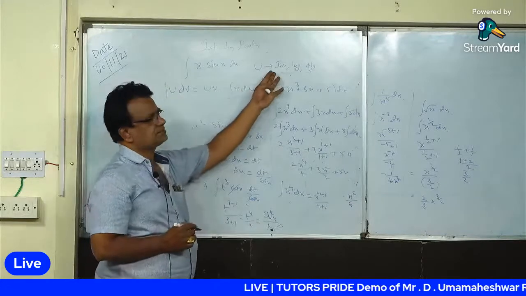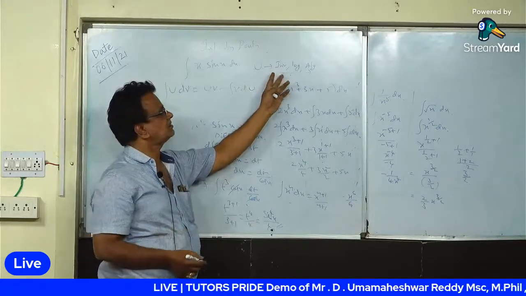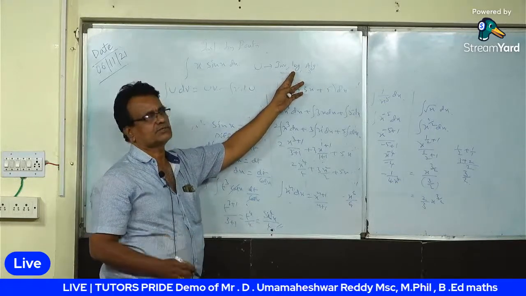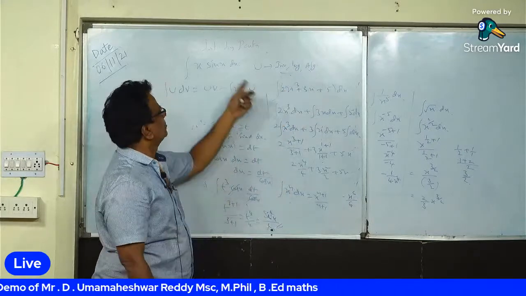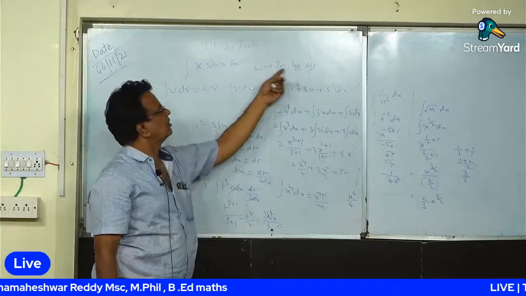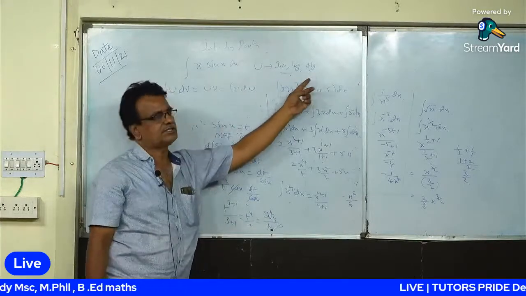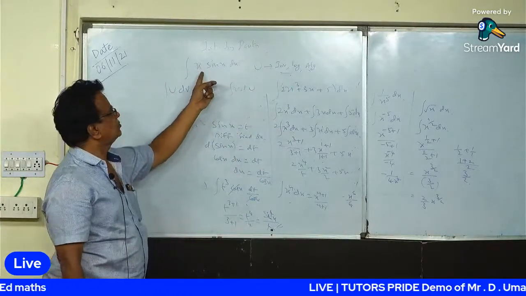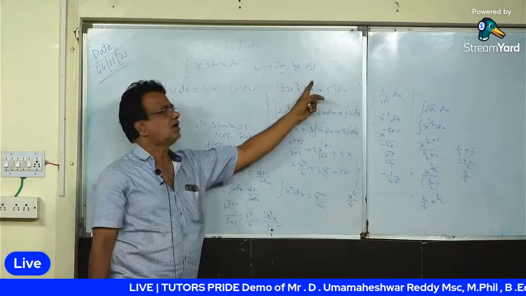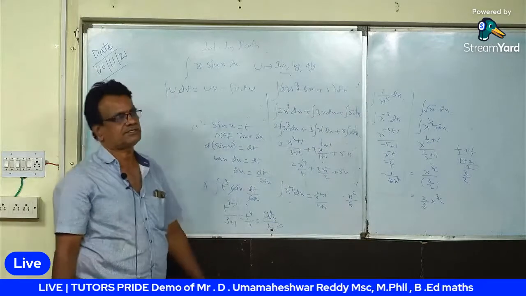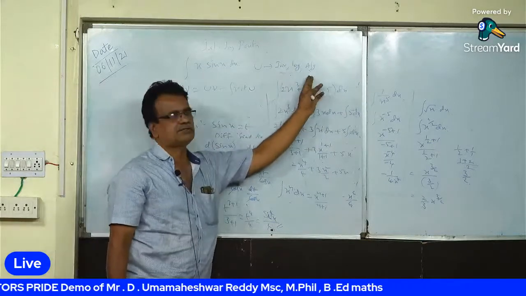Inverse means sin inverse, cos inverse, tan inverse, etc. Log means log x whole square, like that. Algebraic means x square, x cube terms. Here there is no inverse term and no log term, but algebraic is there. So you should take u as x. After algebraic, exponential and trigonometric are there, but we don't prefer those. Generally we take these three types.